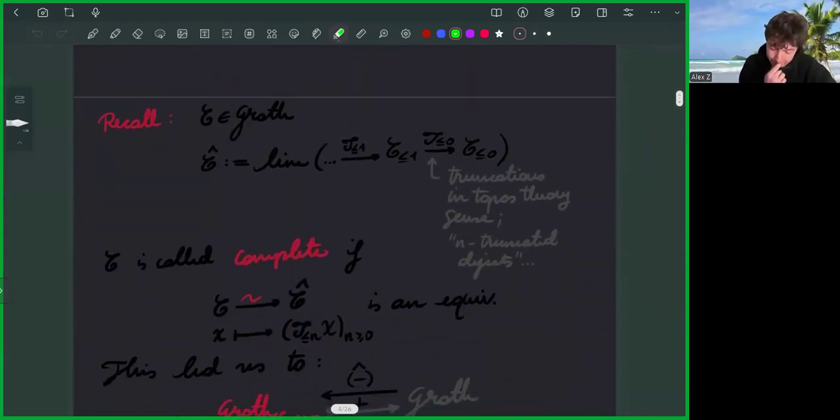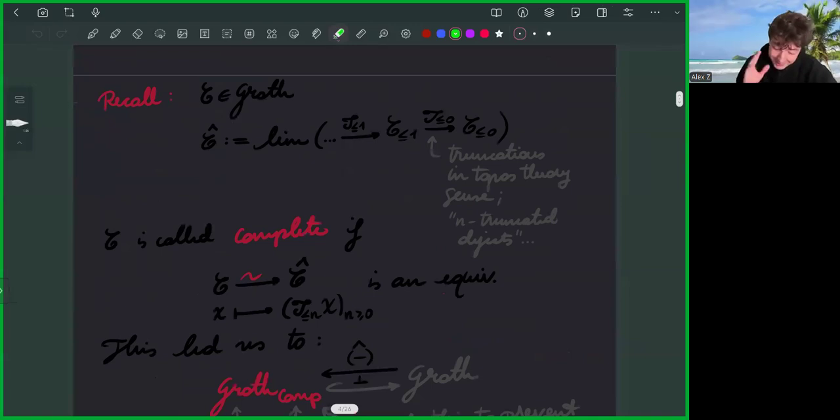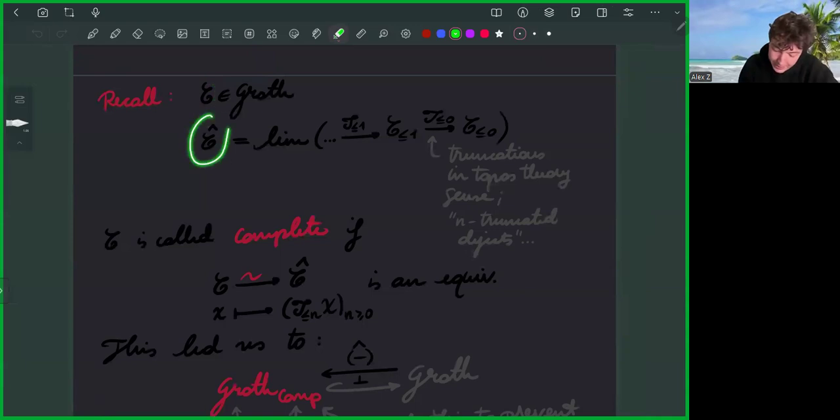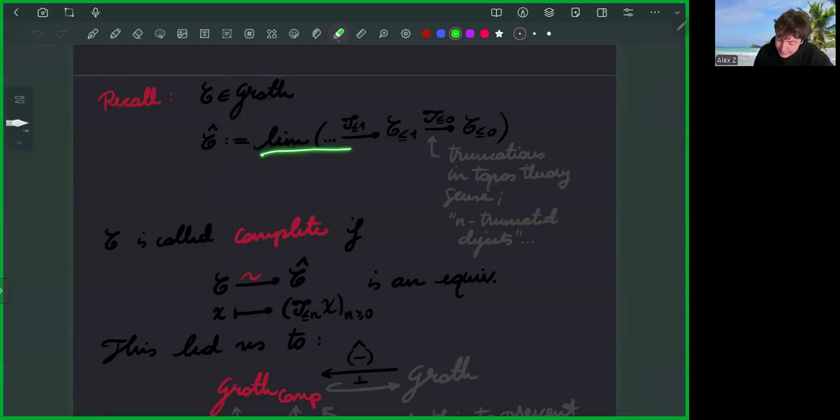Okay, the recap is almost done, so bear with me. Another recall here is when C is a Grothendieck pre-stable category, then we can define the completion of this category C as just the limit of this tower of truncations. But this, as Gustav pointed out, is truncations in the topos sense, if you remember from last talk.